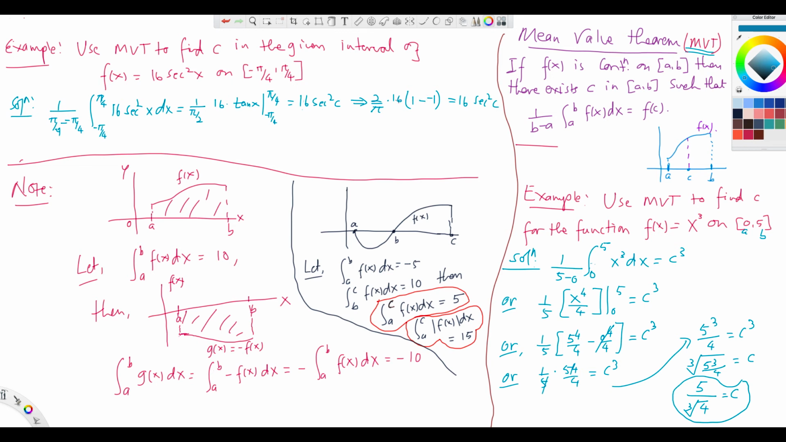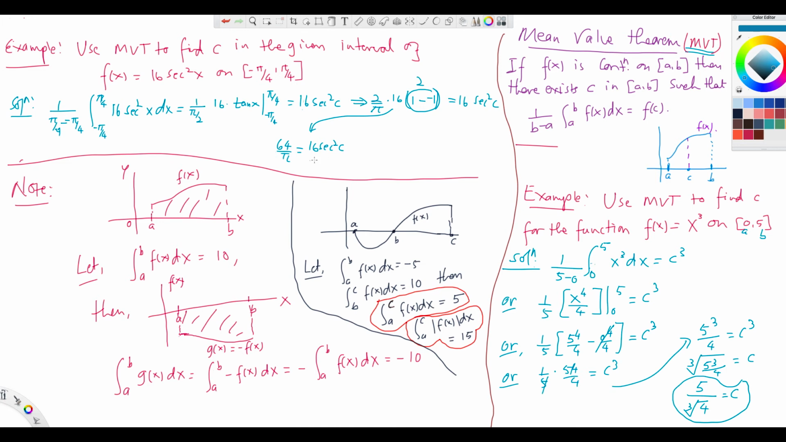Okay, so how much is that? This one is basically 2, right? So 2 times 2 times 16. So on the left side, let me write down here, you get basically 64 over pi equals 16 secant square c. All right, that's what you get.